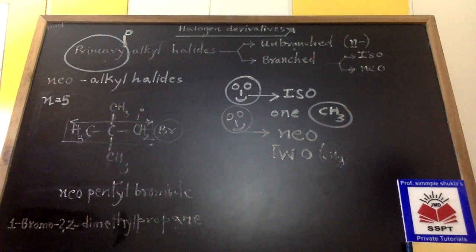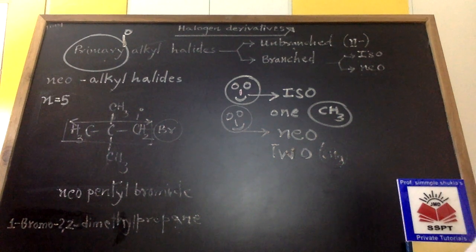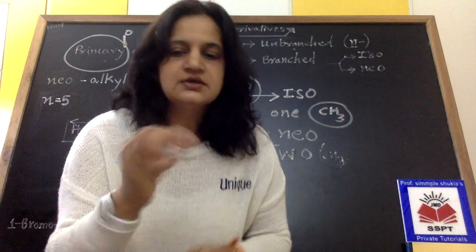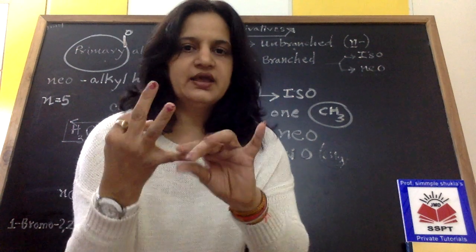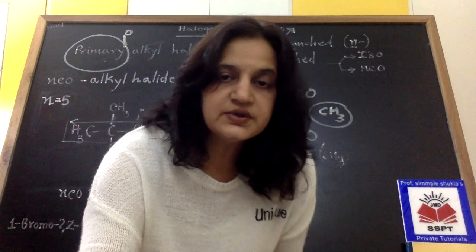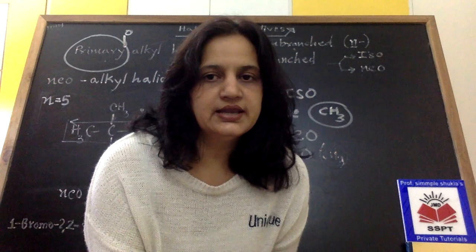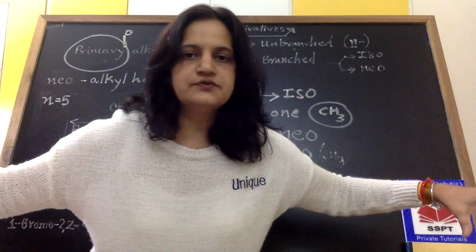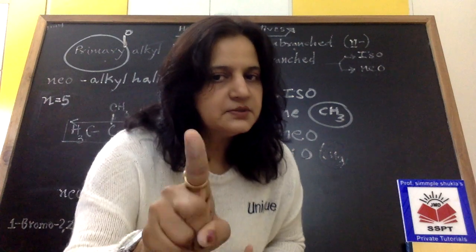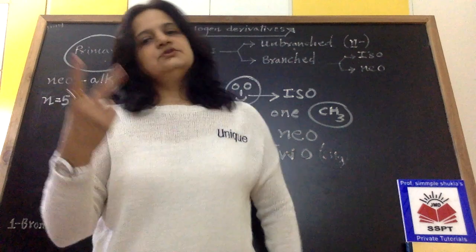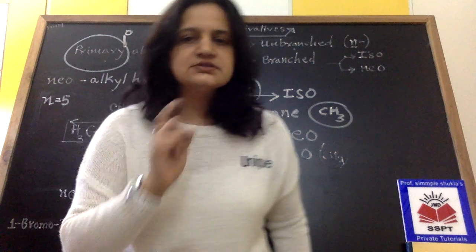So with this we completed the classification of primary alkyl halides. Once again, primary alkyl halides are of 3 types: n, iso, neo, where n is unbranched and iso and neo are branched. So broadly we can classify them in 2 categories, unbranched and branched. N means straight chain, no branches. Iso means 1 umbrella branch on the second last carbon. Neo means 2 umbrella branches on the second last carbon.